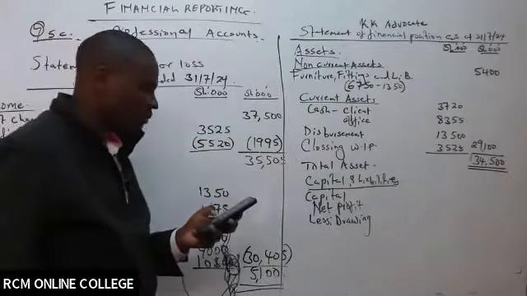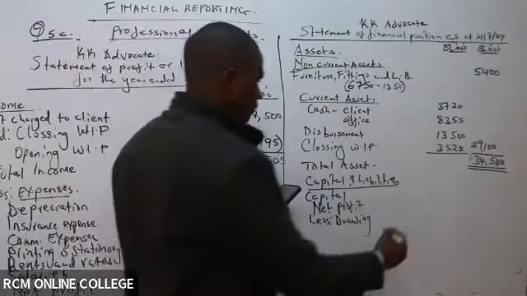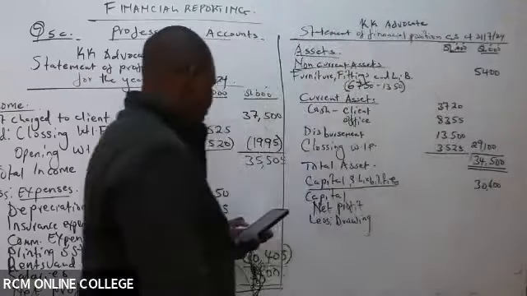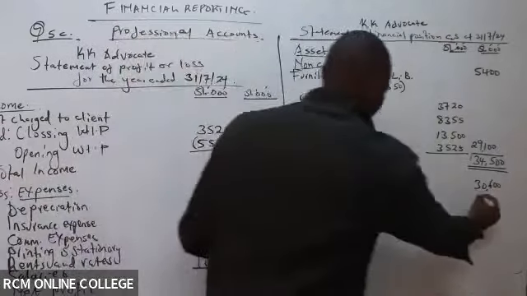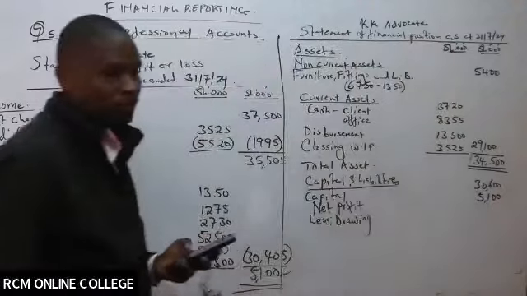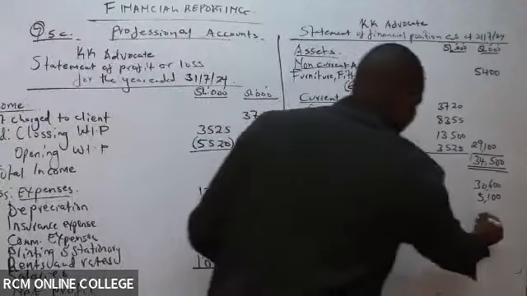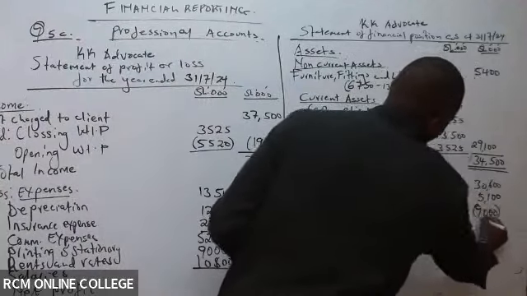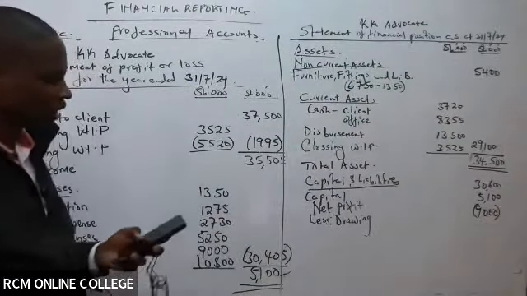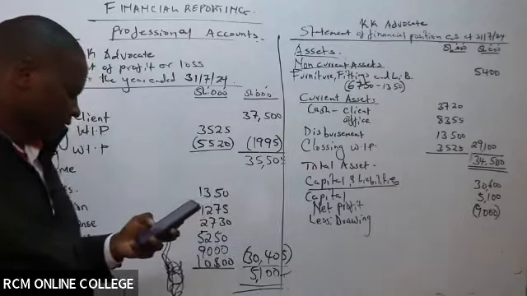Capital, what's the value of the capital? Now, the others, we can put them in the second column. Capital is 3,600. Net profit, we just got it here, 5,100. Somebody tell me, how much is our drawing? Drawing is 9,000. And remember, we are subtracting.